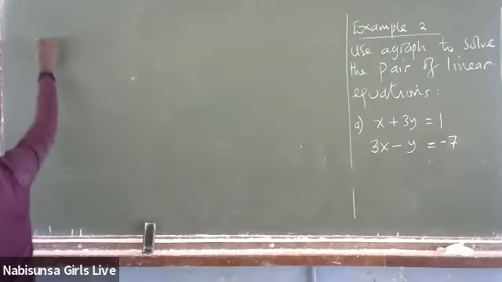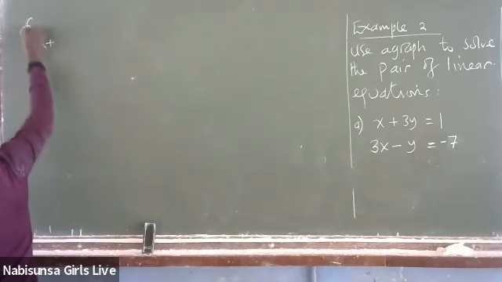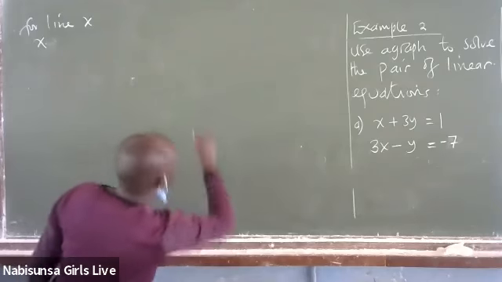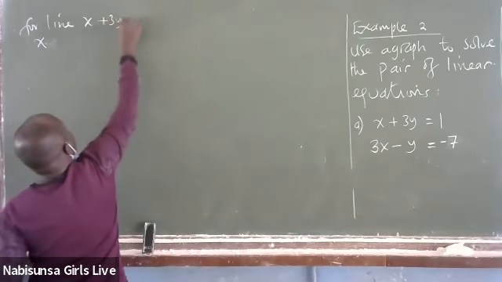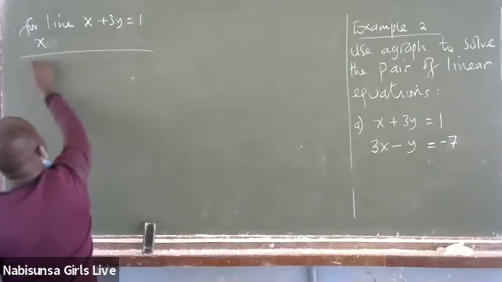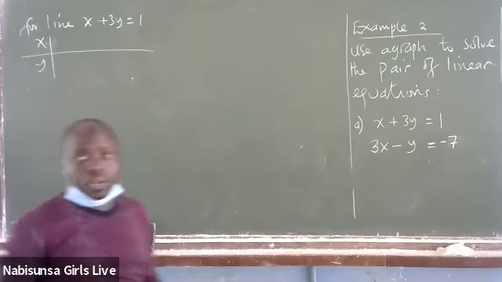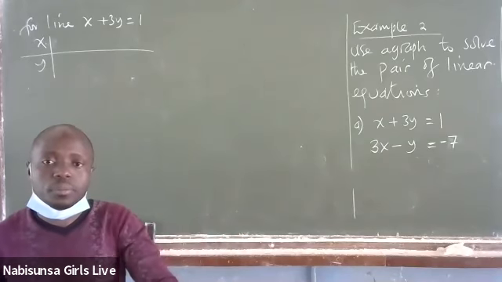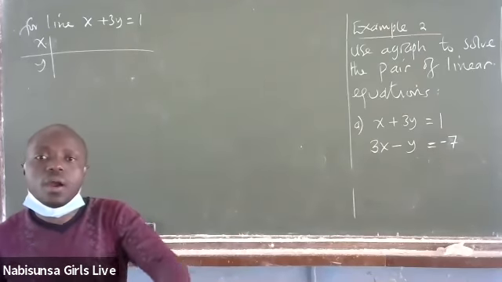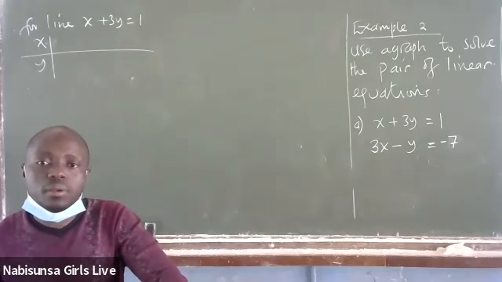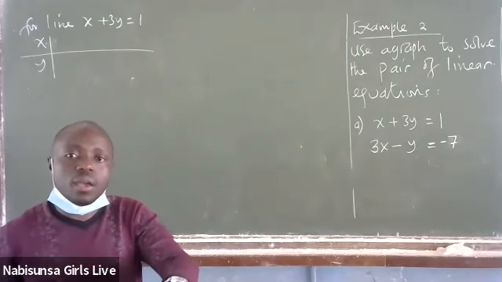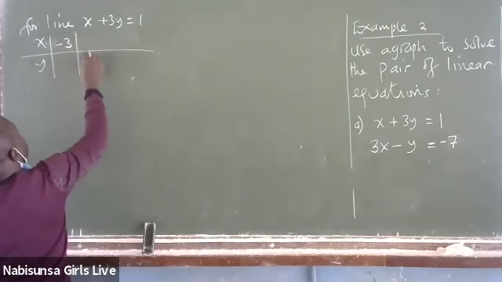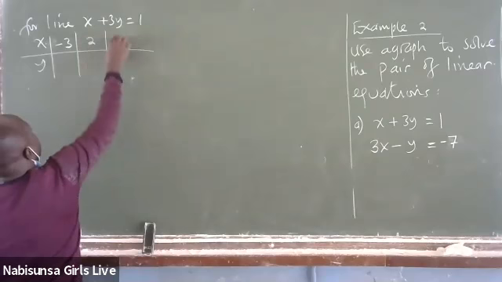So our first line is x plus 3y is 1. Can I invite somebody who is willing to share your choices of x? Wendy: 2. Teacher, -3. -3, 2 and 1.